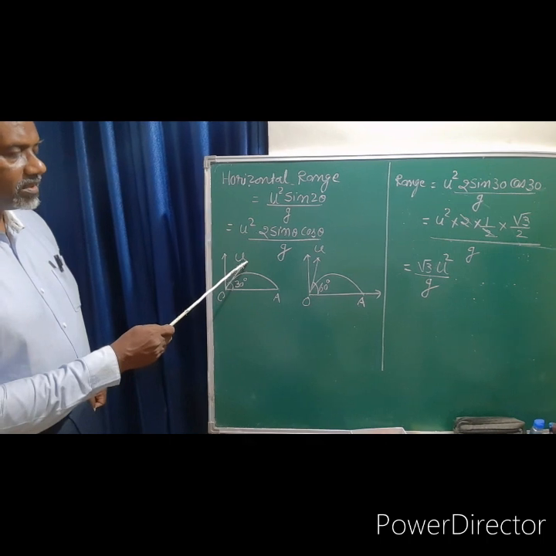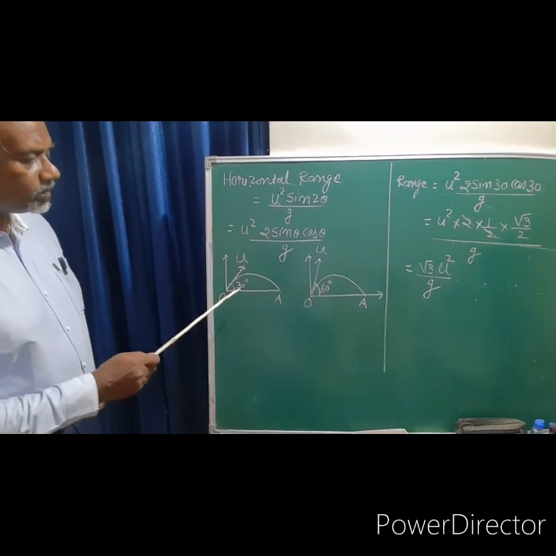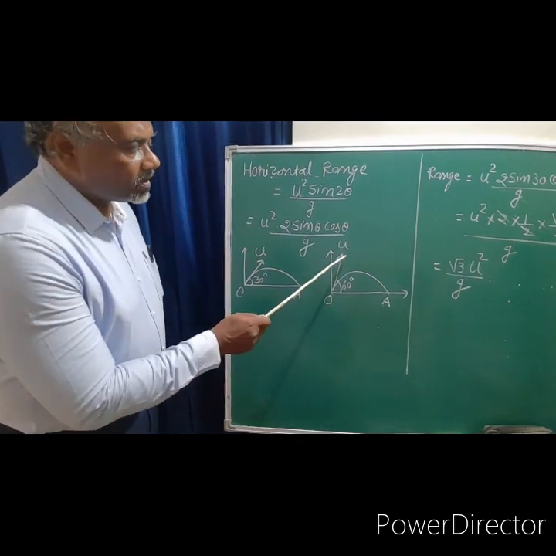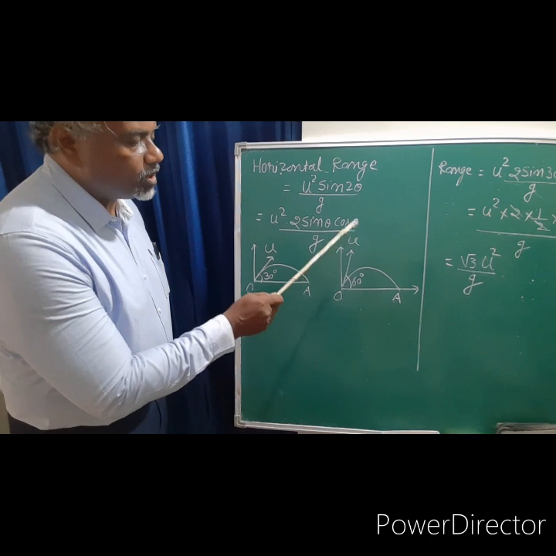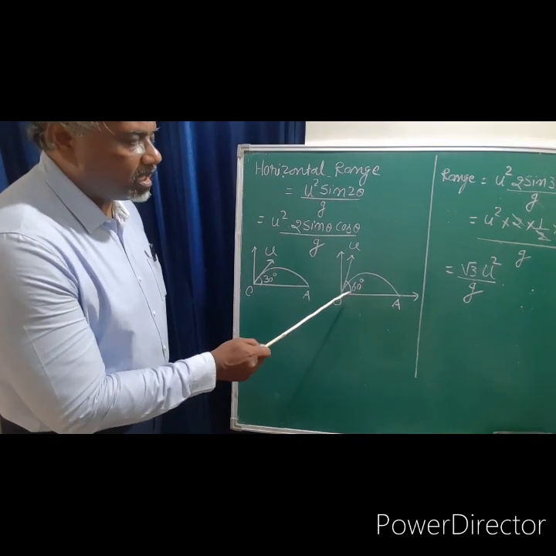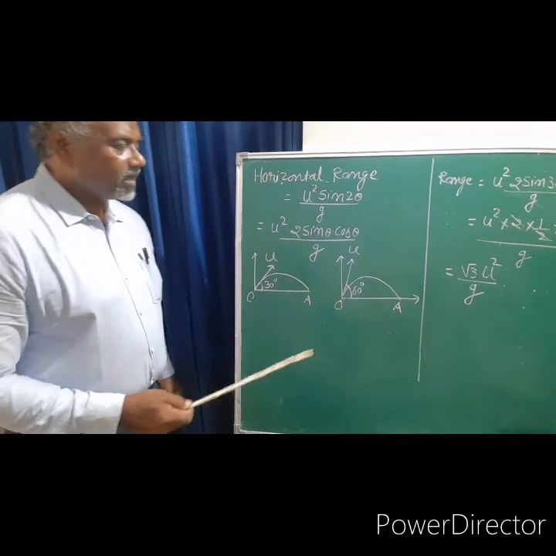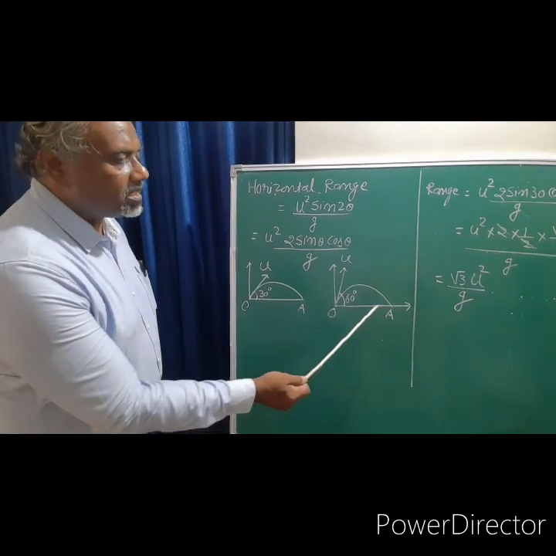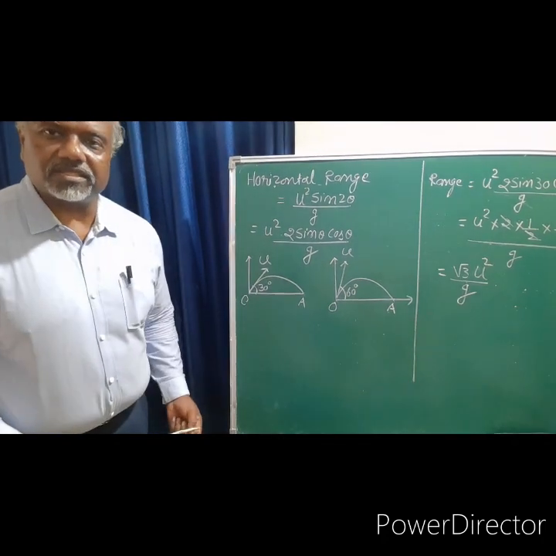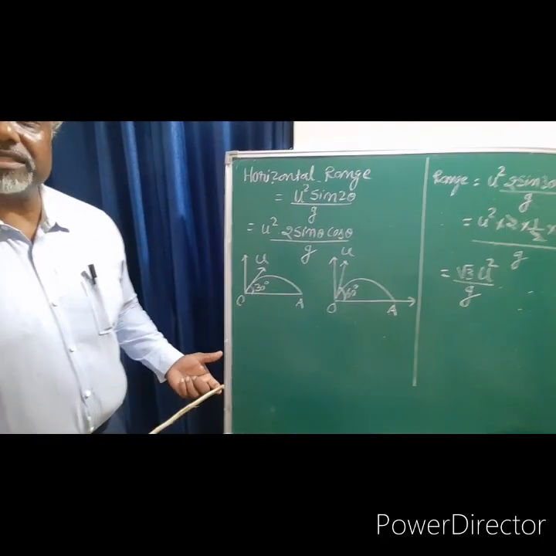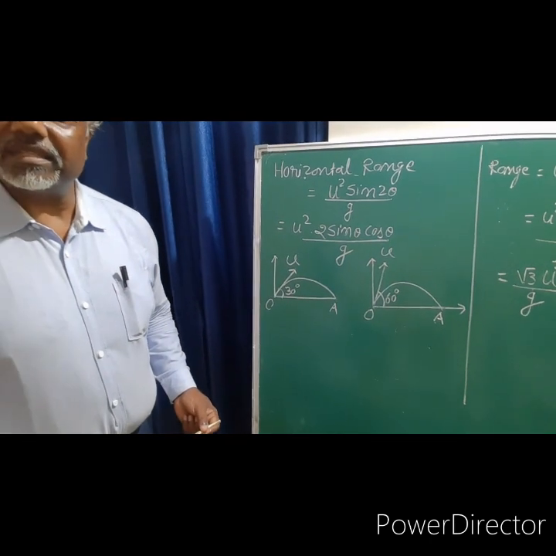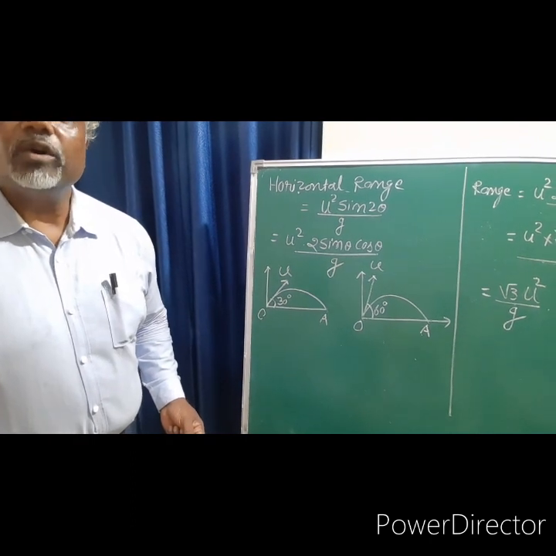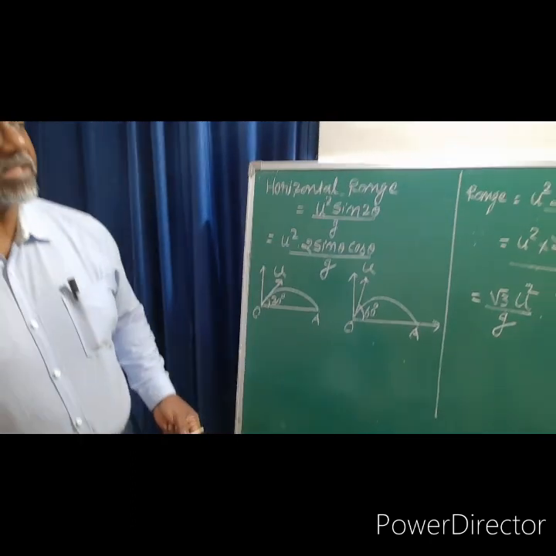Two pictures here. The object is projected with velocity u, making an angle of 30 degrees with the horizontal. The object is projected with velocity u, making an angle of 60 degrees with the horizontal. And this picture says that the horizontal range OA is the same in both cases. At first you may not be convinced by this. Your sense does not agree with this. How is it possible? Okay, so let us see what mathematics says.